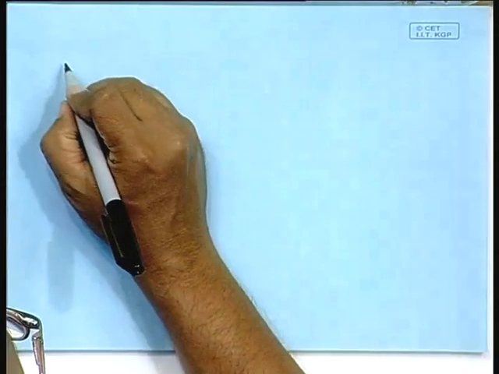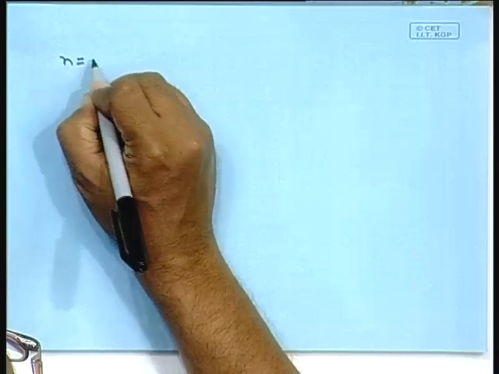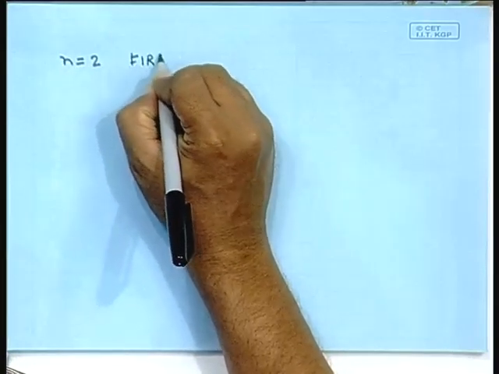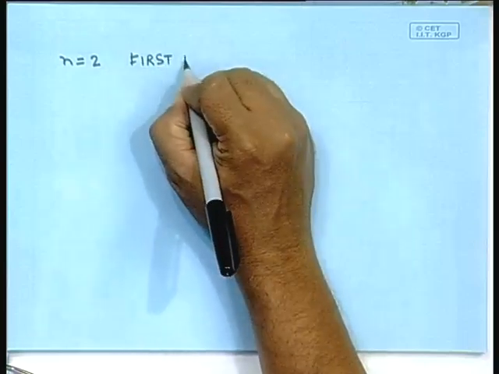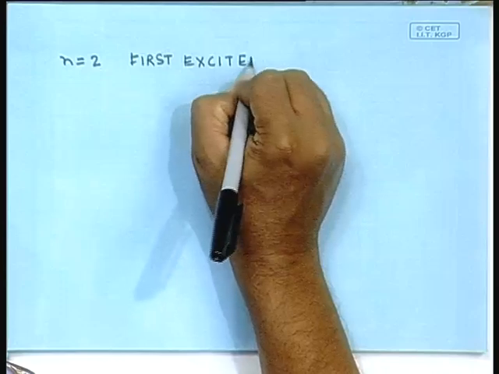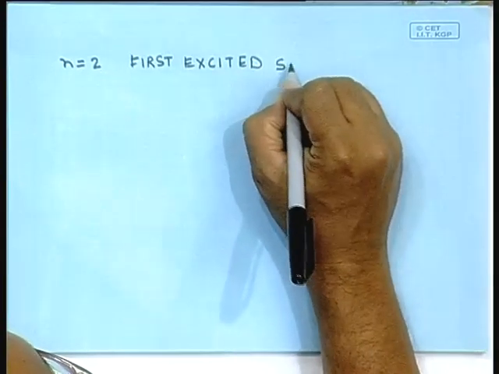So, the n equal to 2 state is called the first excited state.